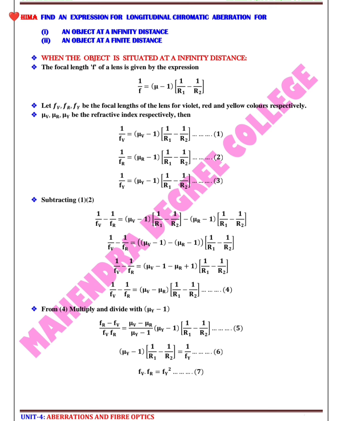Factoring out common terms. Since the term 1 by R1 minus 1 by R2 is common to both parts of the right hand side, it can be factored out. 1 by Fv minus 1 by Fr equals mu v minus 1 minus mu r minus 1 into 1 by R1 minus 1 by R2.